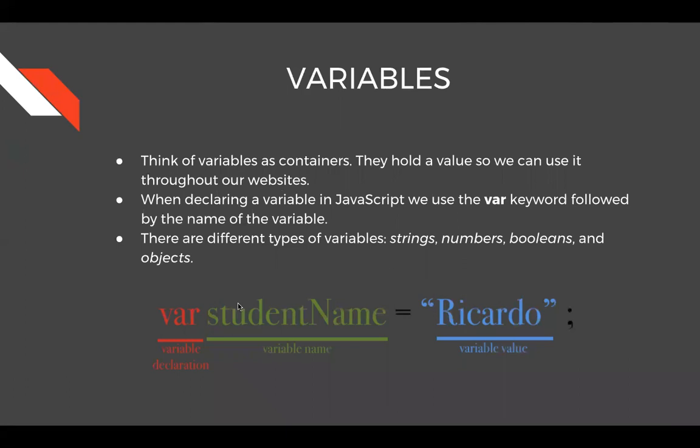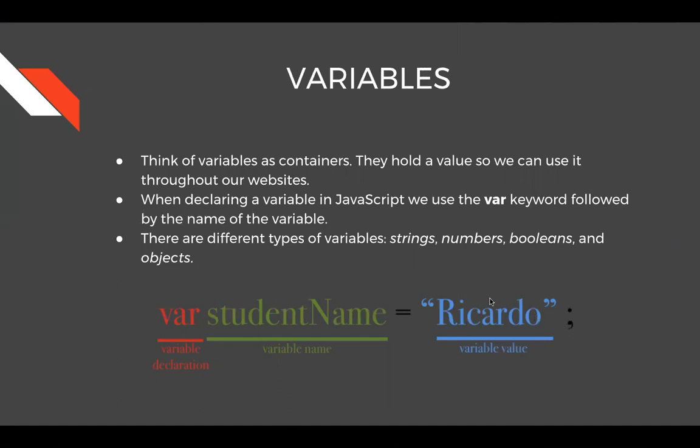So if we're looking at this example right here, we see the variable declaration is set here with var. We have student name, which is our variable name, and then we set it equal to some value. In this case, it is equal to Ricardo in quotations, which means this is of type string. The string is essentially a string of characters. So these are all characters on a keyboard, and then it's surrounded by quotes to indicate it's a string. And then you have your semicolon to indicate the end of a statement.